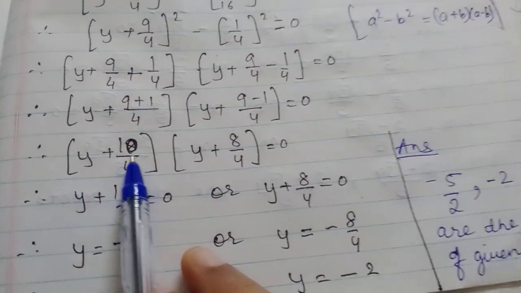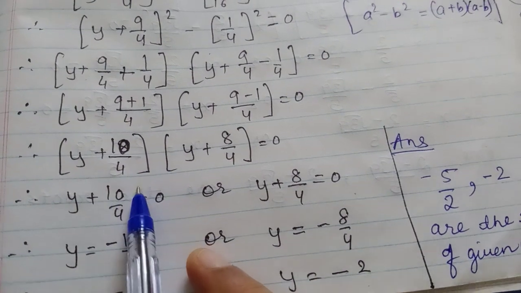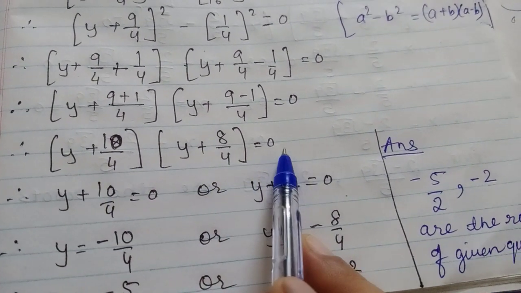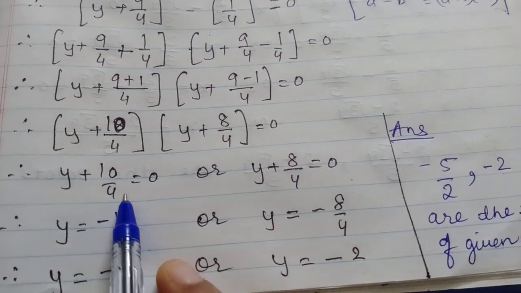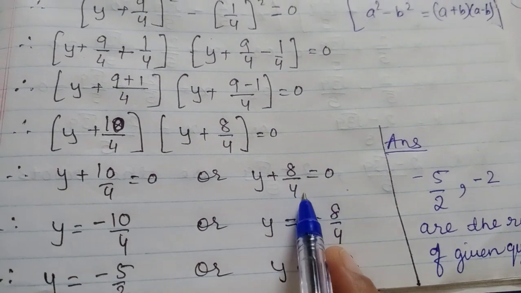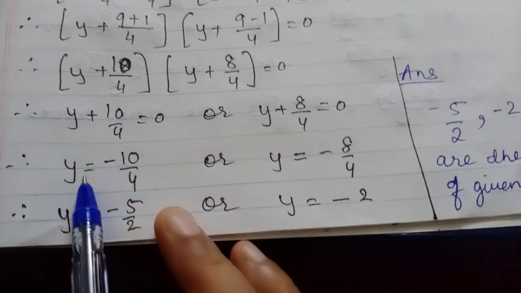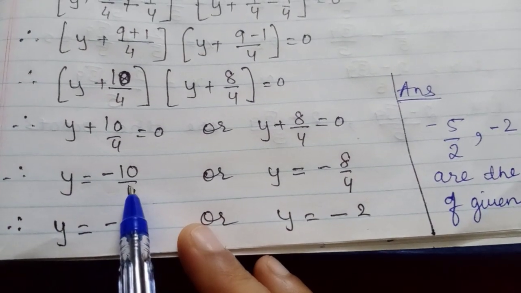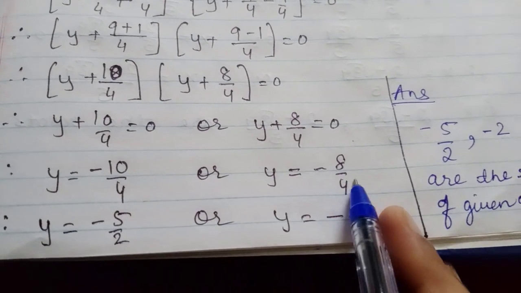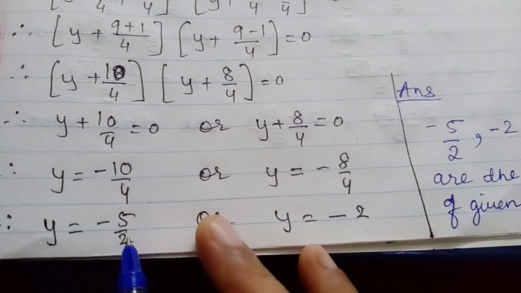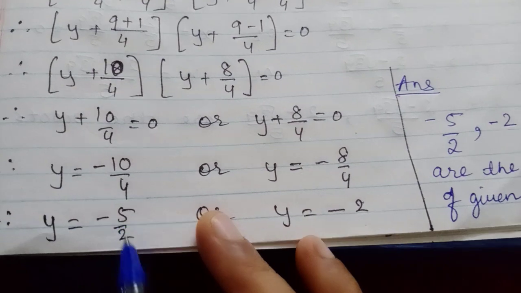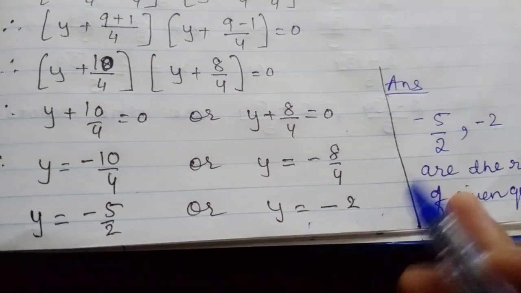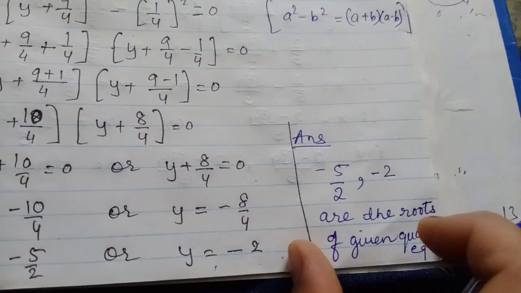Then after solving it, we will get (y + 10/4)(y + 8/4) equal to 0. So y + 10/4 equal to 0 or y + 8/4 equal to 0. Then y equals minus 10/4 or y equals minus 8/4. So after solving it, we'll get y equal to minus 5/2 or y equal to minus 2. So minus 5/2 and minus 2 are the roots of the given quadratic equation.